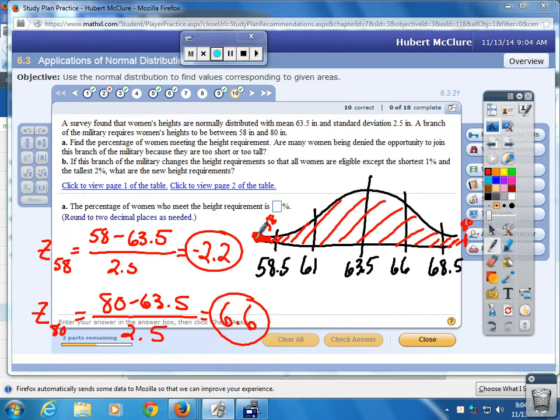Somebody look up the z-score for 80. I meant for 6.6, that's 0.9999. And we're going to subtract. Somebody look up negative 2.2. What do you get? 0.0139, so 98%, 99%. So how much does this branch of service take? They take 98%. So it's probably the Army or the Air Force.